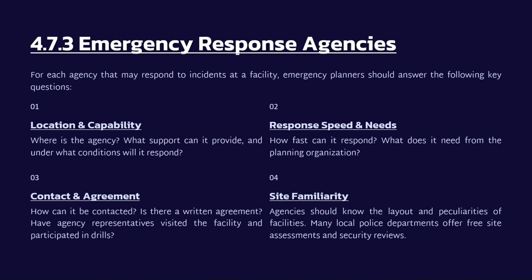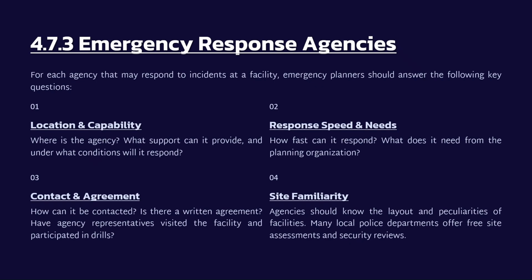Organizations rarely manage emergencies alone. They must coordinate closely with external emergency response agencies. When developing emergency plans, planners should consider several key questions about these agencies. First is location and capability. Where is the nearest emergency agency located, and what types of services can they provide during an emergency? Second is response speed and needs. How quickly can responders arrive? And what information or support will they require from the organization when responding?